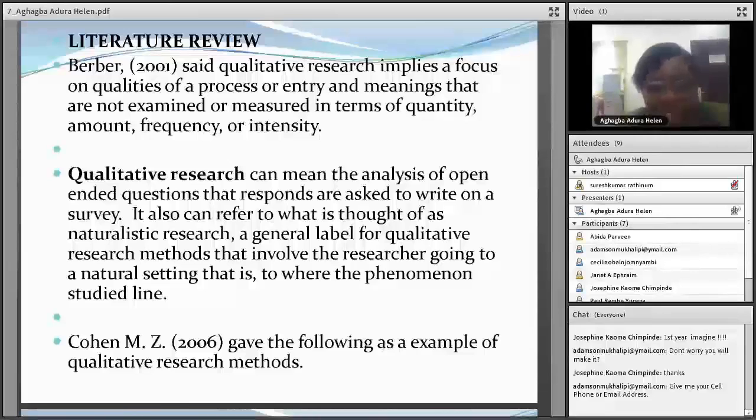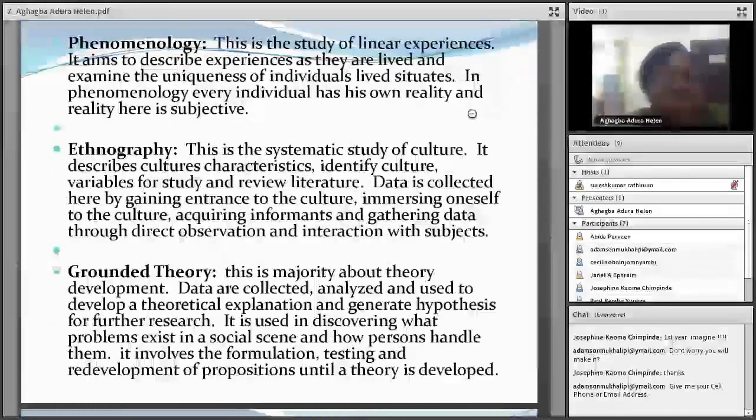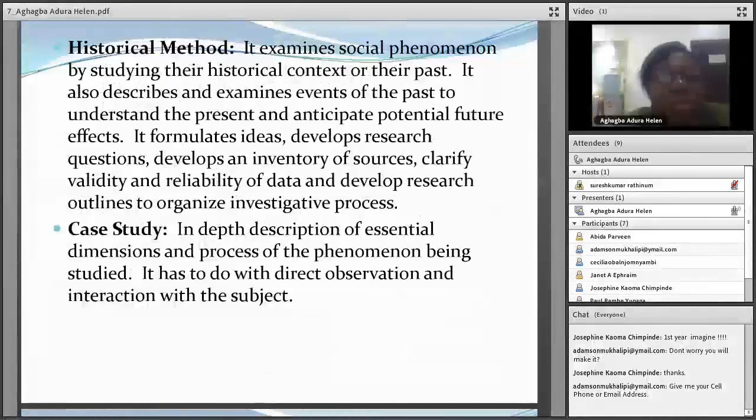Cohen, 2006, gave the following as examples of qualitative research method: phenomenology, the ethnography, the grounded theory. I wouldn't want to go too deep so that I'll be able to finish my work. Historical methods. Let me explain historical method and case study.